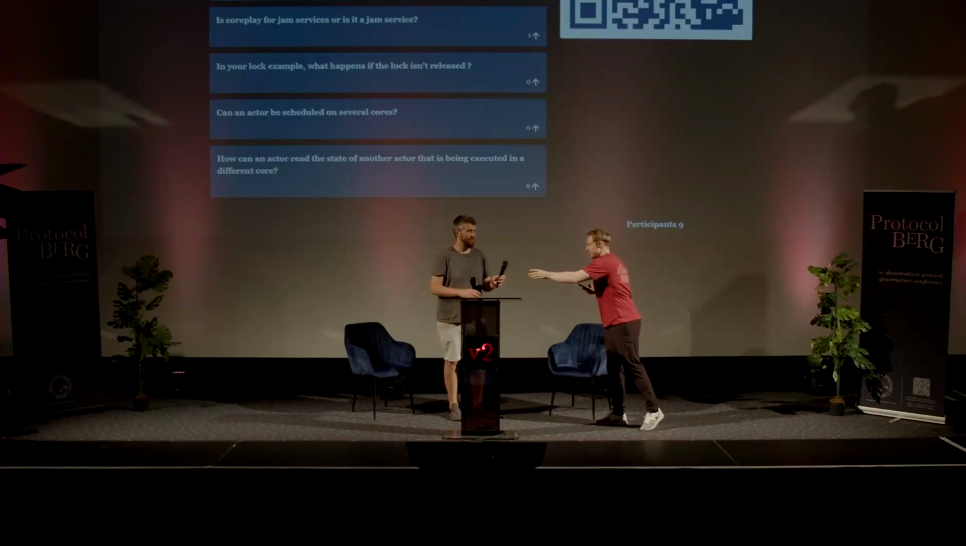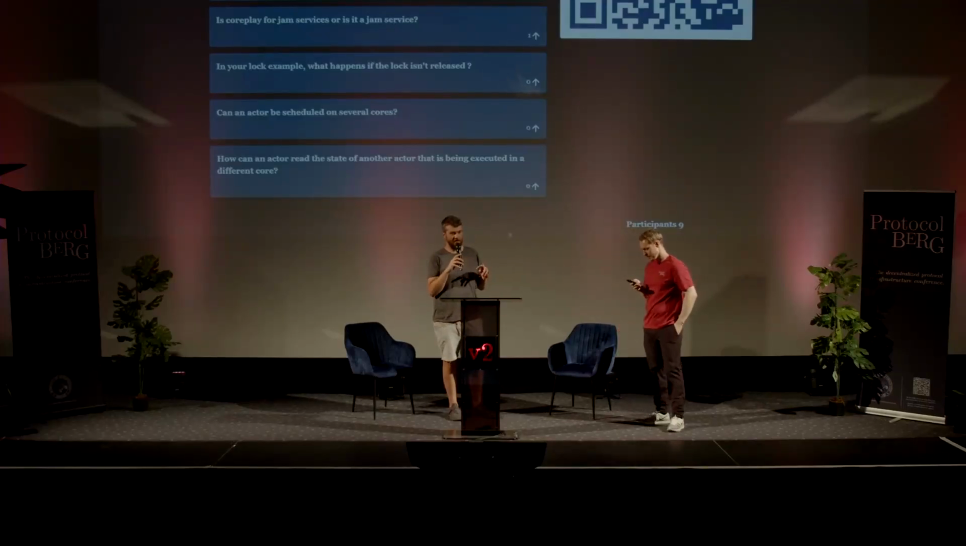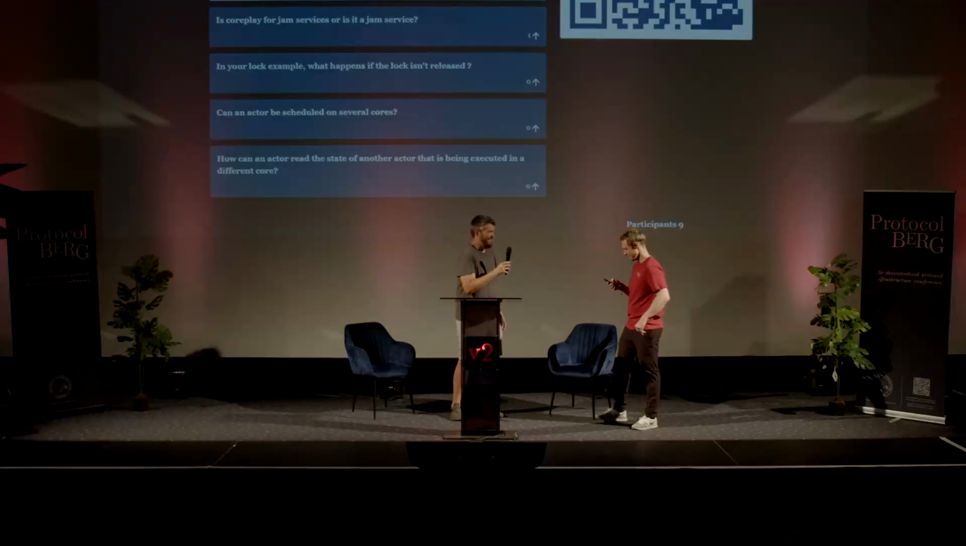We have another one here. How can actors on different shards interact if shards cannot call each other synchronously? I mean, shards can call each other. If you want to have synchronous interactions, you need to have one guy who takes both of these actors and puts them together on one core and does the execution together. So yeah, does that answer the question? I hope.